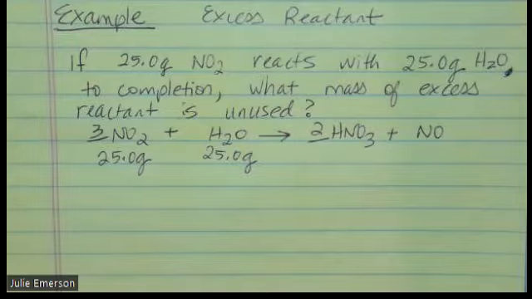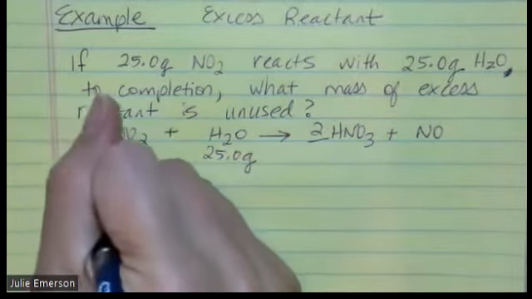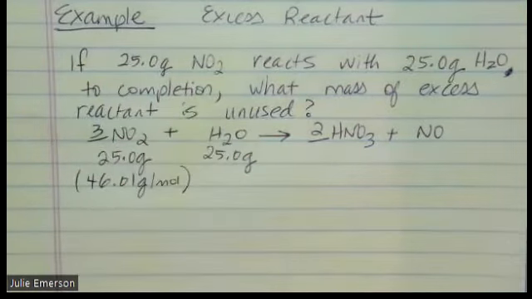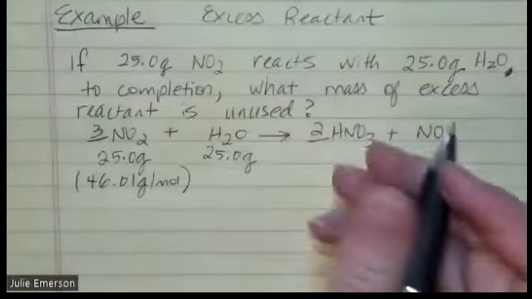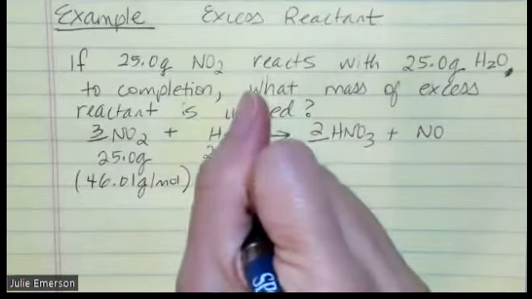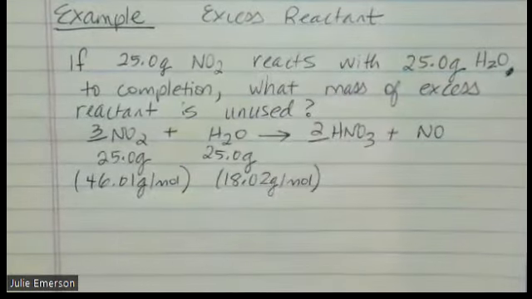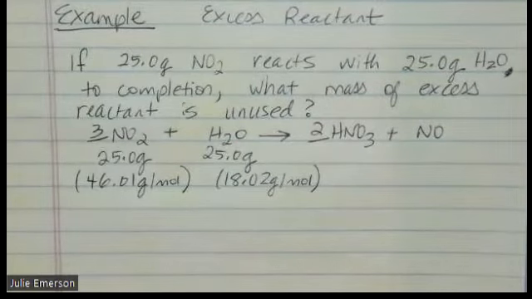So nitrogen is 14.01, 2 oxygens would be 32. So the molar mass of NO2 is 46.01 grams per mole. Hydrogen is 1.01 times 2, oxygen is 16, so 18.02 grams per mole for the molar mass of water. So I know I need that because I've got mass of each of those.